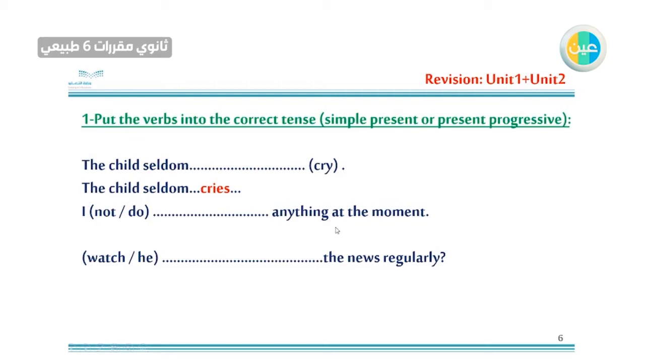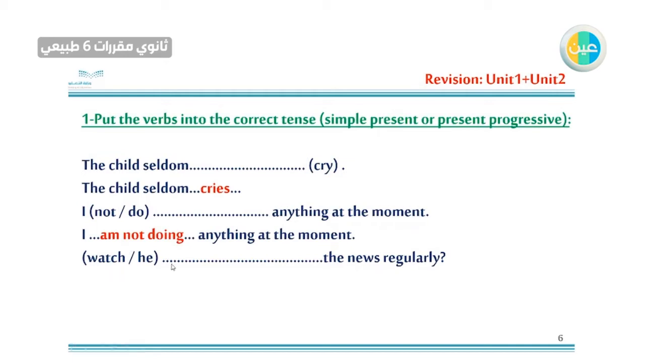I not do anything at the moment. So here he wants you to make the sentence negative. Okay, first of all, we have to decide, is it present simple or present progressive? At the moment means now. So present progressive. So we will add ing to the verb: do, doing. What about the helping verb with I? Yes, good job. Am. I am not doing. Let's check together. Excellent. I am not doing anything at the moment.